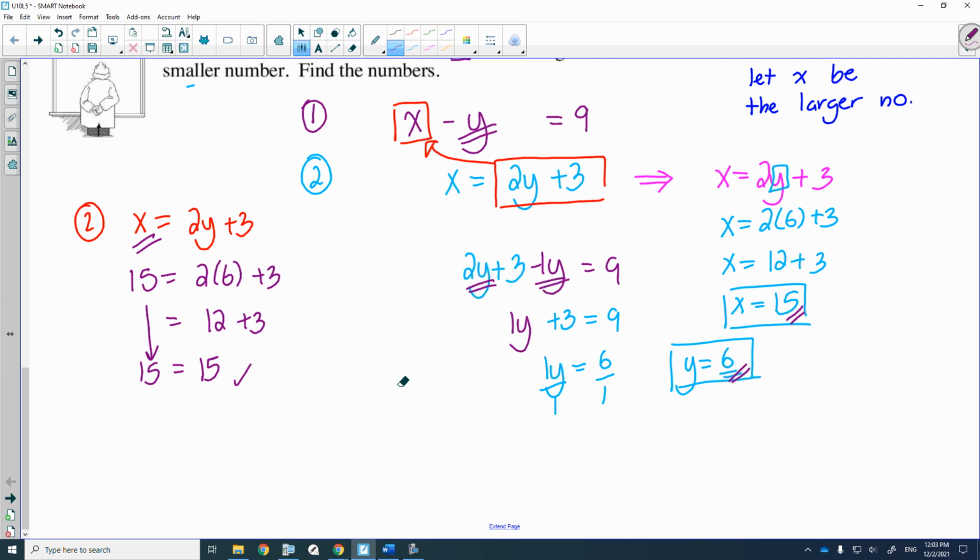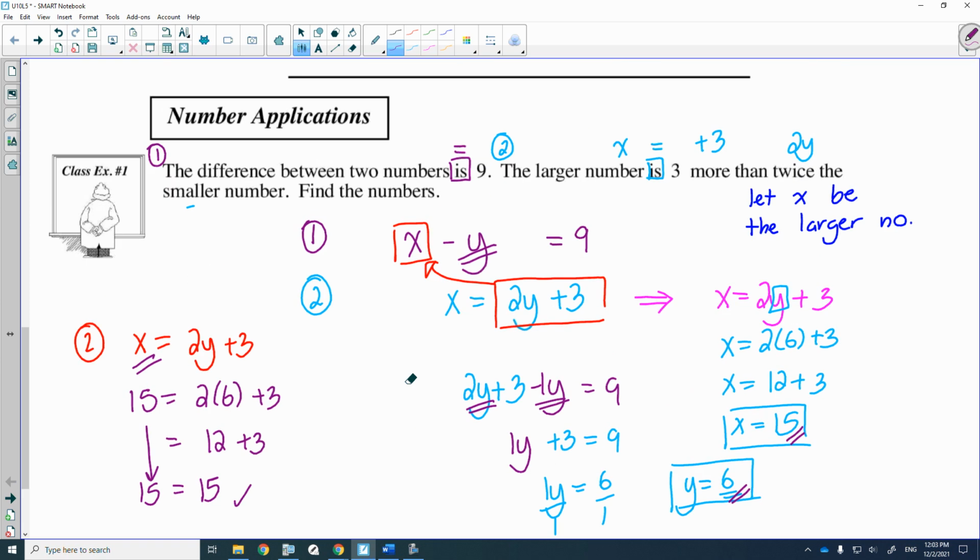Some students might say to me, well, why can't these be the numbers? x is equal to 19 and y is equal to 10, right? They'll say, why can't these be the numbers? This is true for the first system, right? The difference between these two numbers is 9.